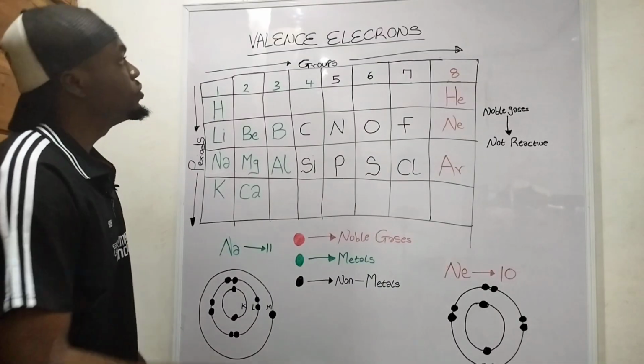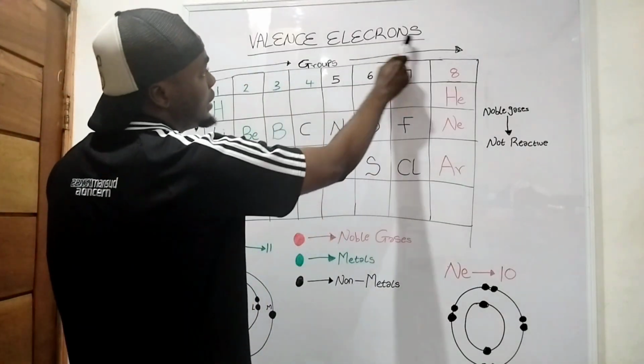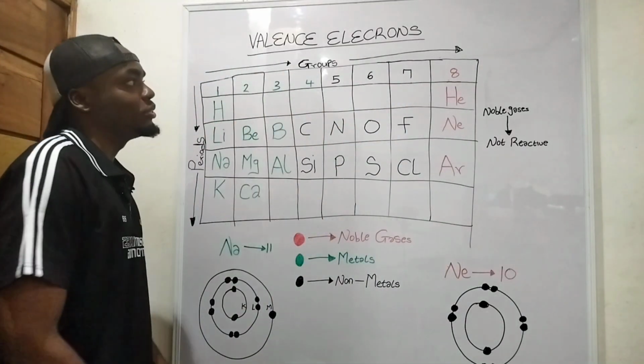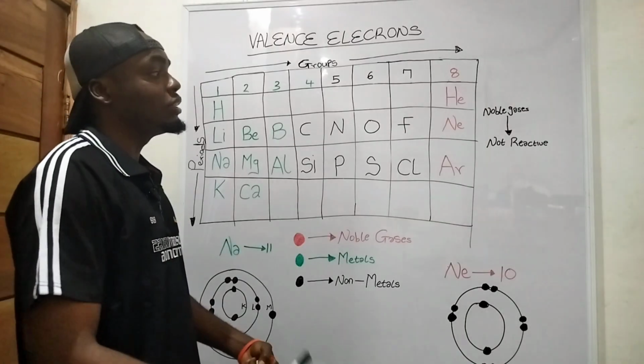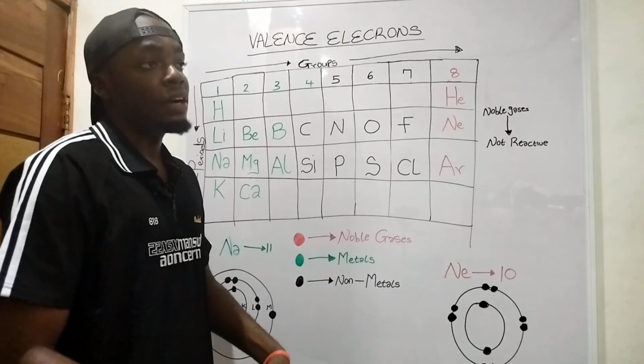Chemistry studies. So in today's video, we're going to be looking at valence electrons. And what are valence electrons? Valence electrons are the number of electrons in the outermost shell of an element.